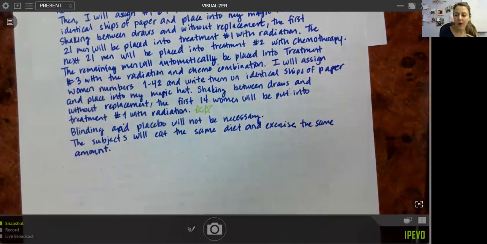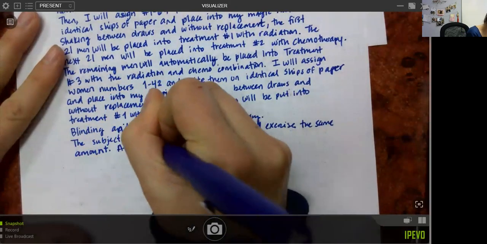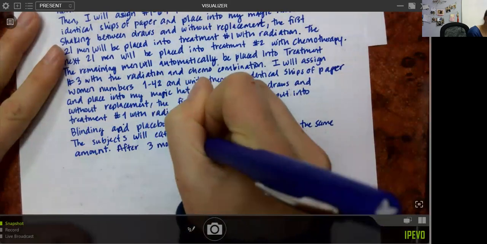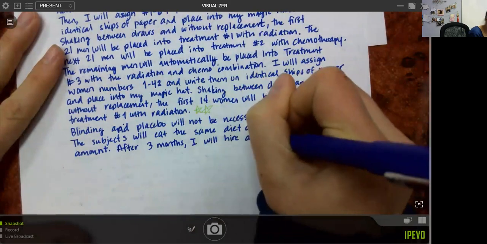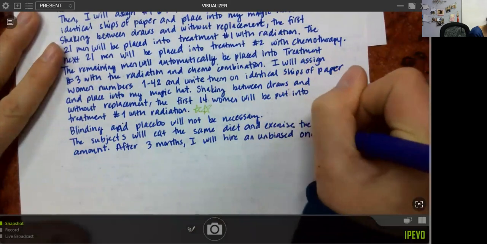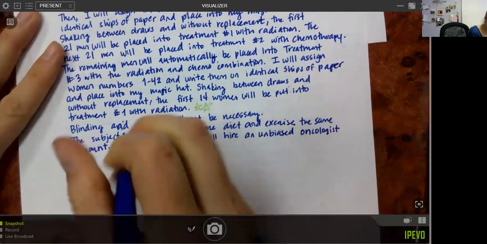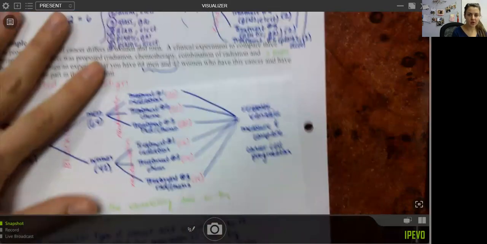Okay, now, however long a cancer radiation takes, really we want to make sure the amount of time is sufficient to really see if there has been progression. So maybe we could say 3 months, 6 months. So after 3 months, I will hire an unbiased oncologist to measure.